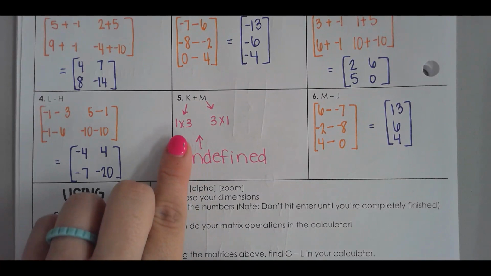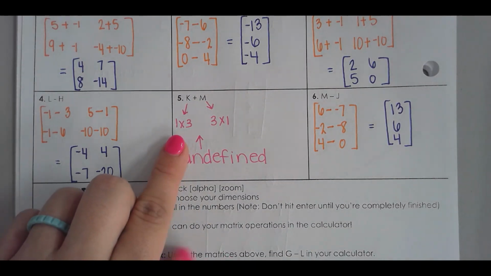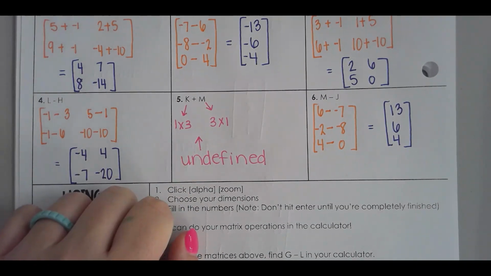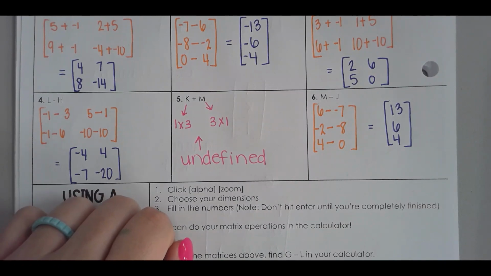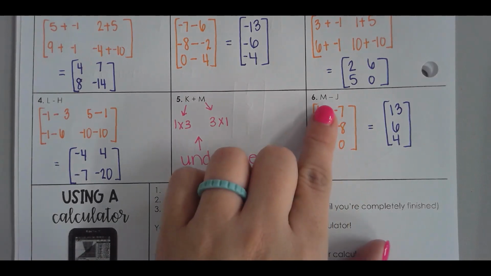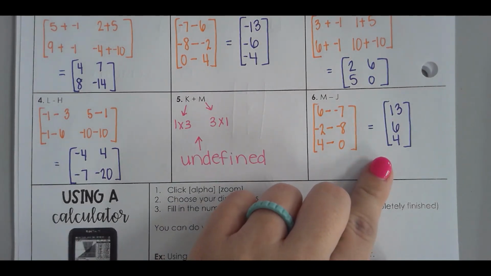Number 5, this one was undefined. Both of them had 3 elements in them. But one was more of a row matrix, and one was a column matrix. Those dimensions are considered different. A 1 by 3 is not the same as a 3 by 1. So that one's undefined. And then the last one, M minus J. You get 13, 6, 4.